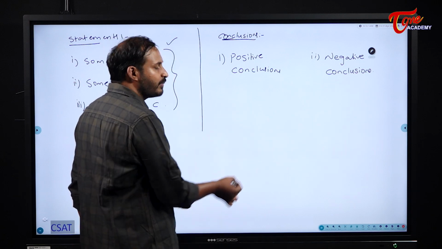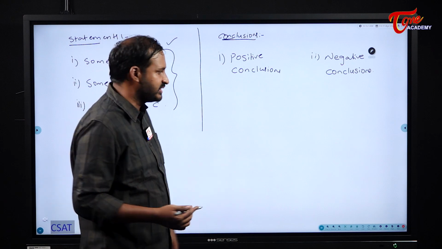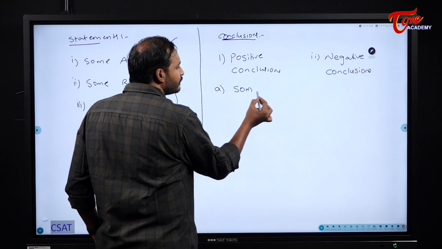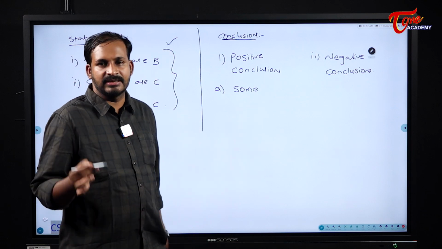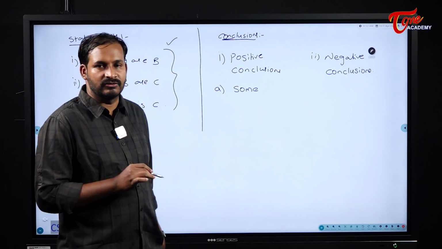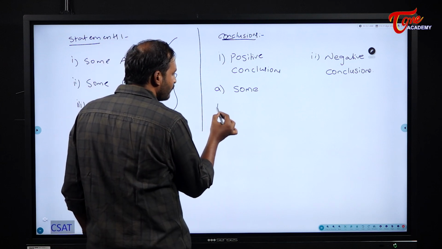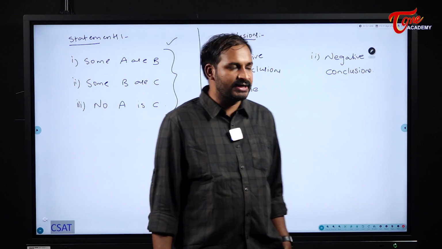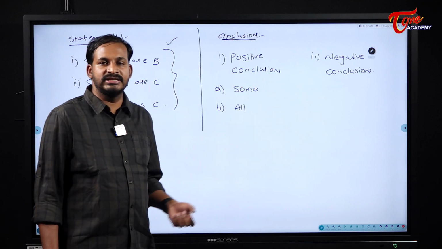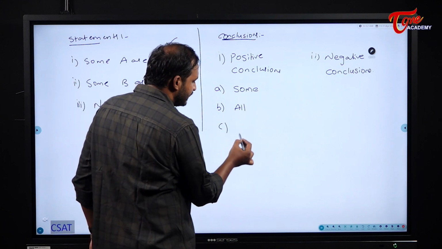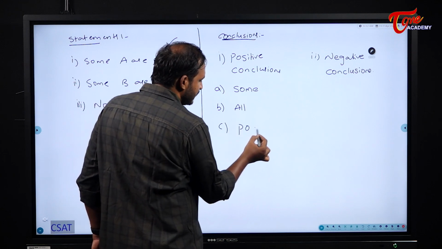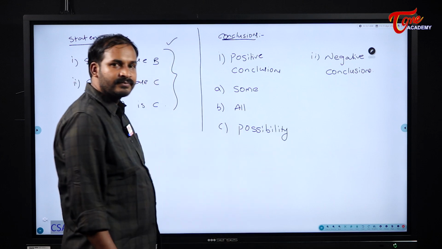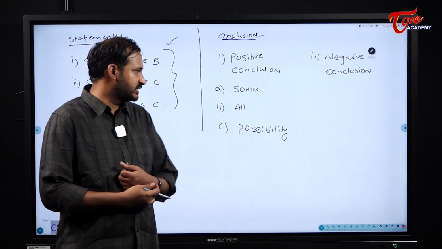Now see here, when it comes to positive conclusions, what are positive conclusions actually? Positive conclusions are whenever you see some A or B, some B or C, some C or D, something like that. Or else all A or B, all B or C, all C or D, something like that. Whenever you see the words some, all, and next one is possibility, these are all positive conclusions, students.